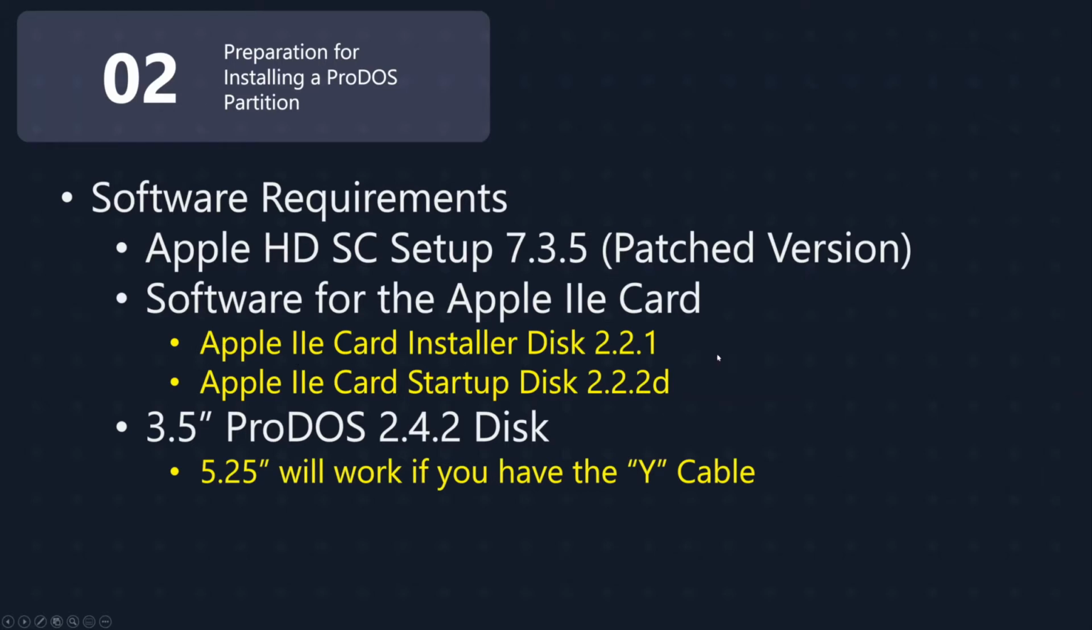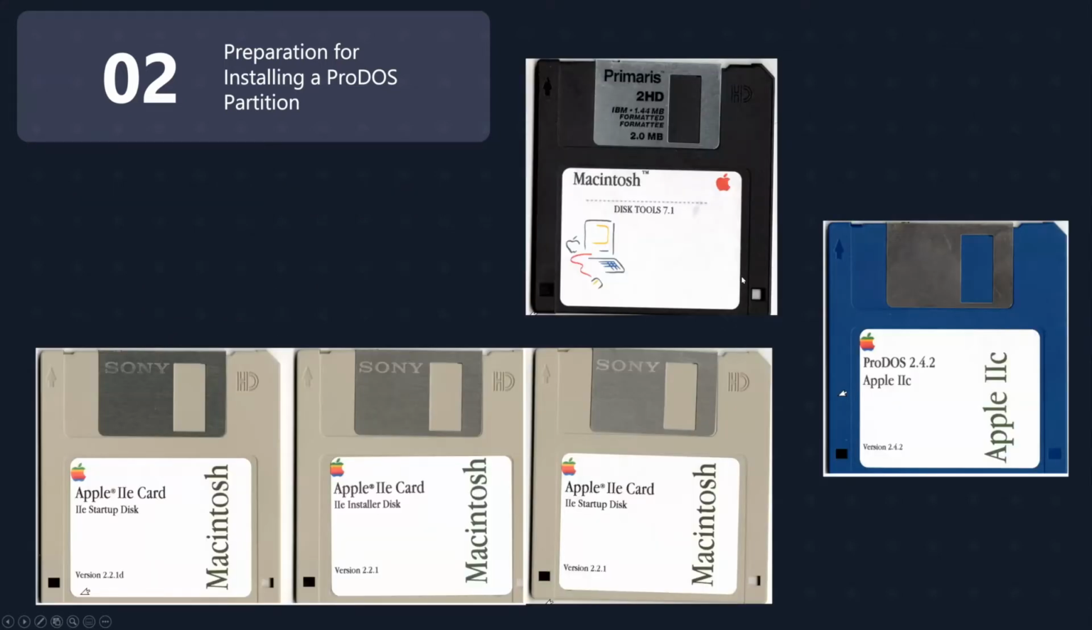Obviously, the software for the Apple IIe card, which is the installer 2.2.1, and then the update, which is 2.2.2.d. And I have those on a net install, and you'll see that in the video. And then a 3 1/2 inch ProDos 2.4.2 disc, one of John Brooks's discs, that's a 3 1/2 inch version. The 5 1/4 will work if you have the Y cable. And this is simply what the software looks like.